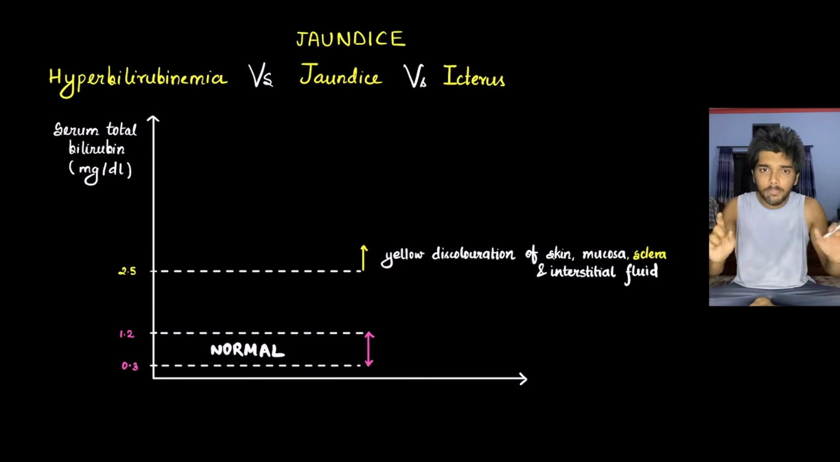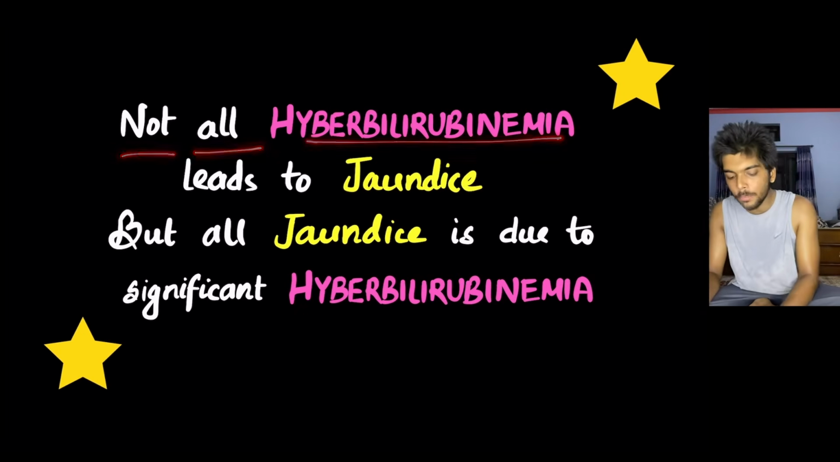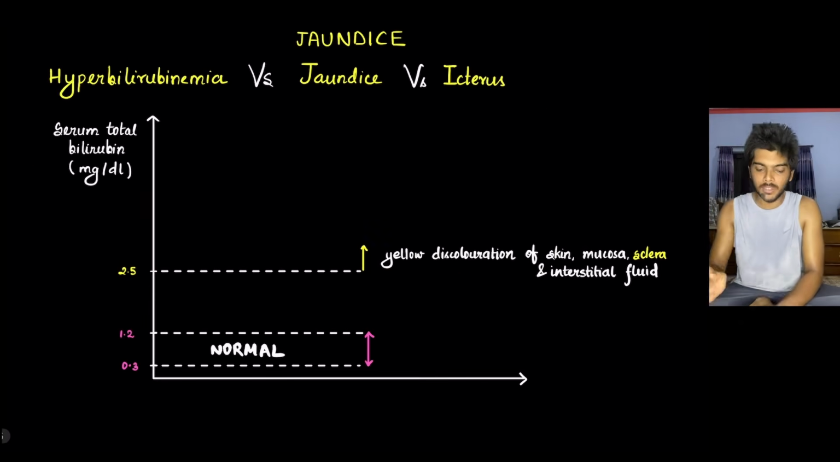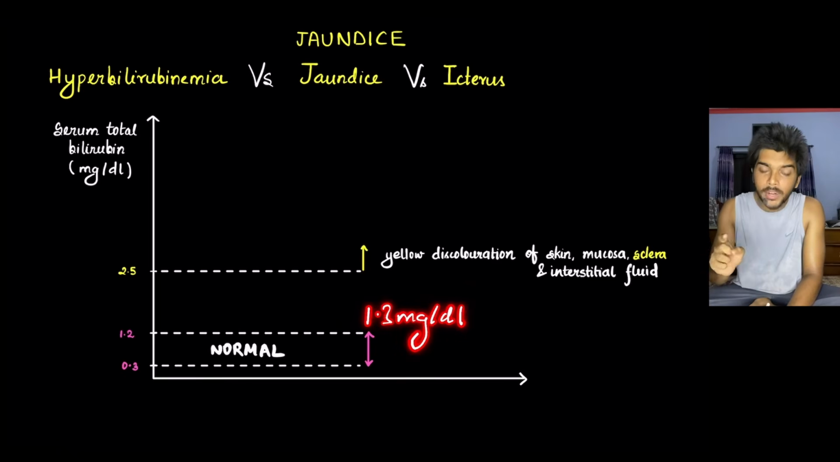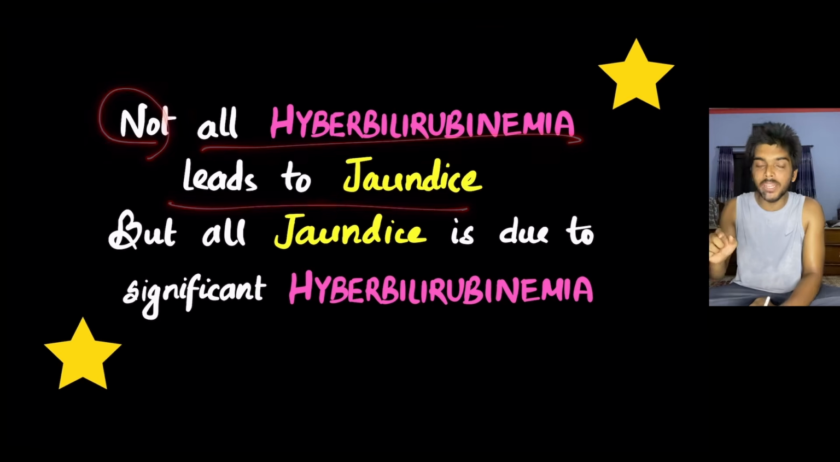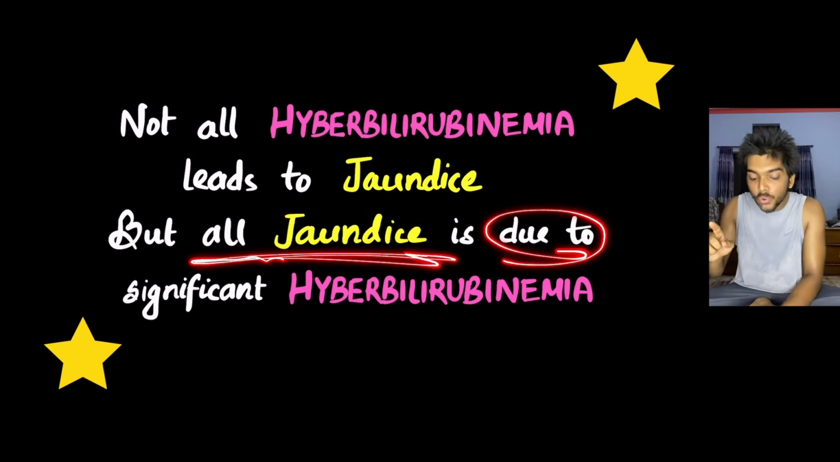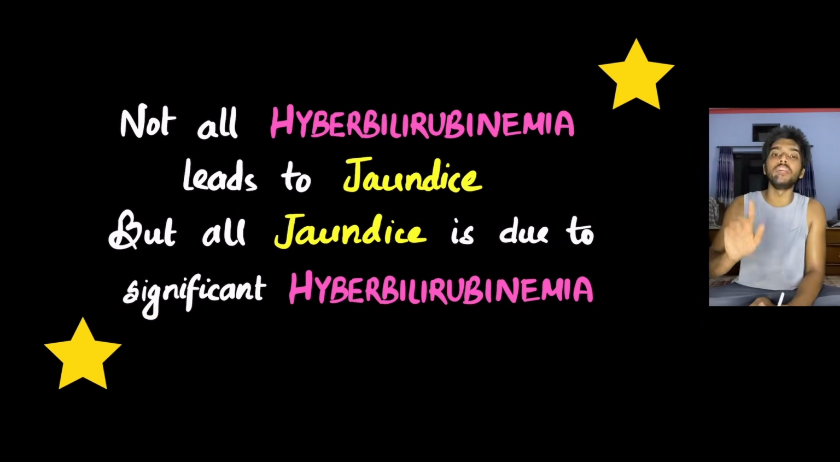So a very important statement here. Not all hyperbilirubinemia leads to jaundice. See, when total serum bilirubin level is 1.3 milligram per deciliter, at this point the person has hyperbilirubinemia, but the person does not have jaundice. So not all hyperbilirubinemia leads to jaundice, but all jaundice is due to significant hyperbilirubinemia.